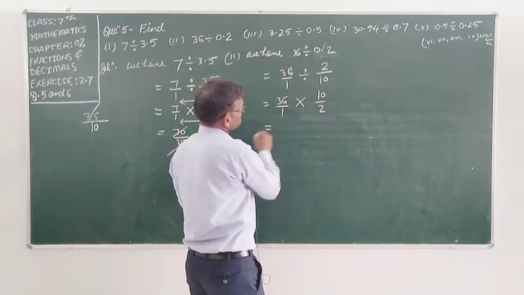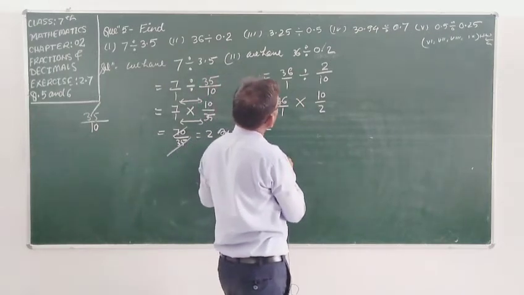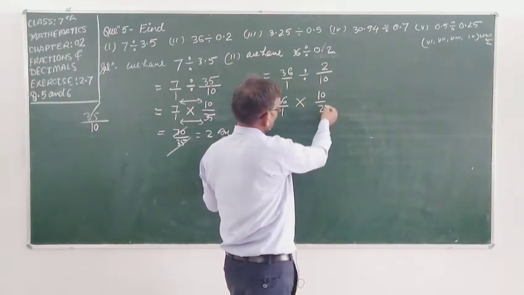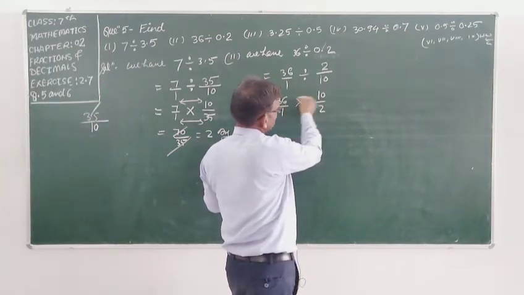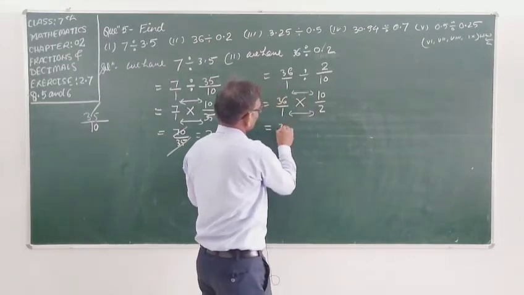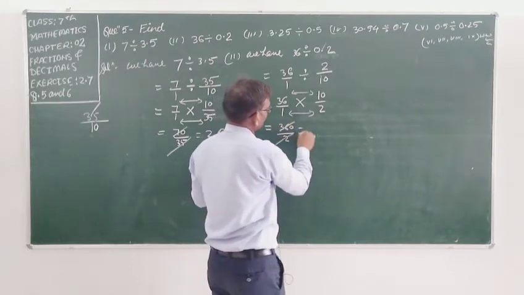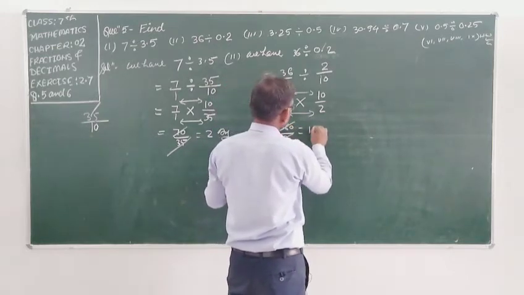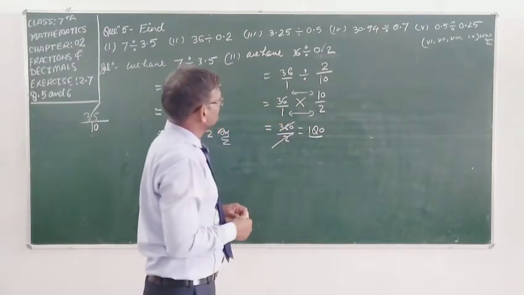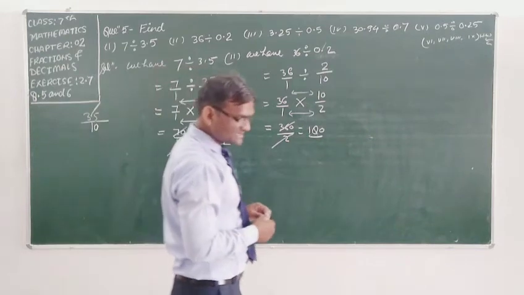So student, 36 into 10, you can multiply, 360 upon 2. Now divide it: 2 1 is 2, 2 8 is 16, 180, 180.